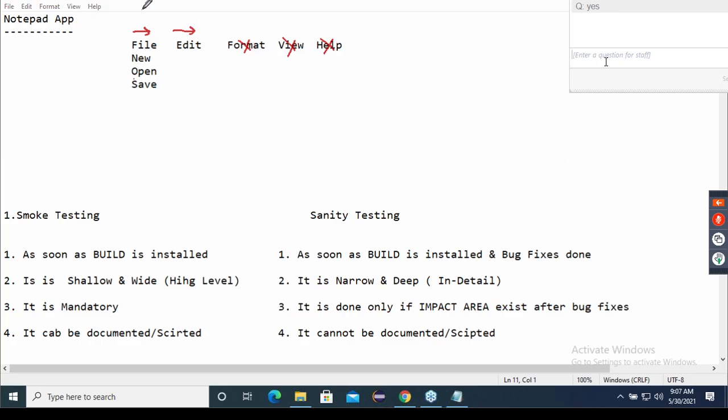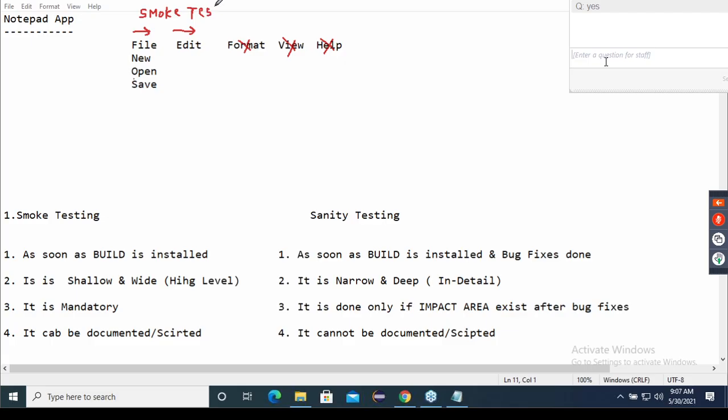On notepad, this is how I will do this testing. Only two modules I have selected. This concept I am calling smoke testing. Is it clear till now? This is what I'm calling smoke testing. Only two features I have taken and tested.